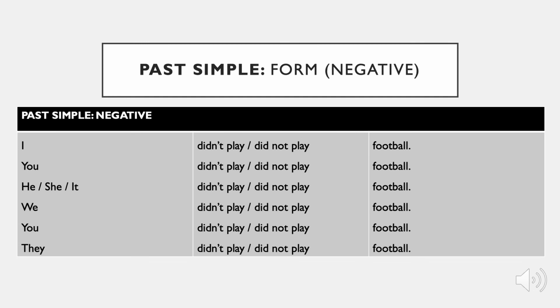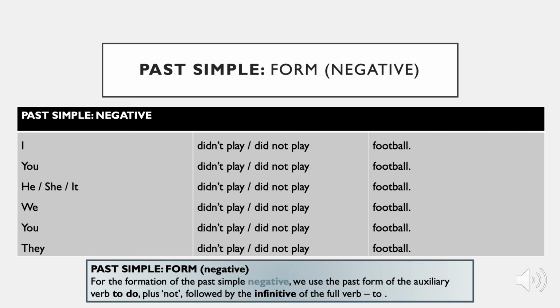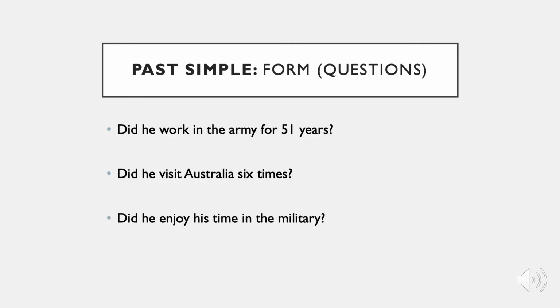Here's an overview of the negative form of the past simple. I didn't play or did not play football. You didn't play football. He, she, it didn't play football. We didn't play football. You didn't play football. And they didn't play football. Both the short form didn't play and the full form did not play are correct.